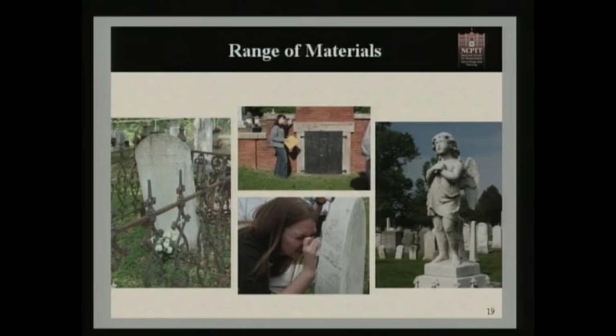These materials may include metals, such as iron fences that we see on the left. They can include structures that may be masonry, stone or brick masonry. We may be dealing with complex carved figures, such as the angel that we see on the right. Or we may be dealing with a wide variety of stone. It's important for us to understand those range of materials.